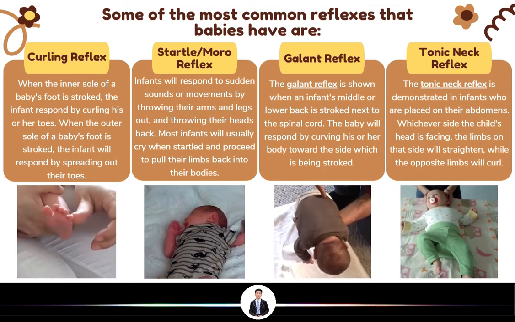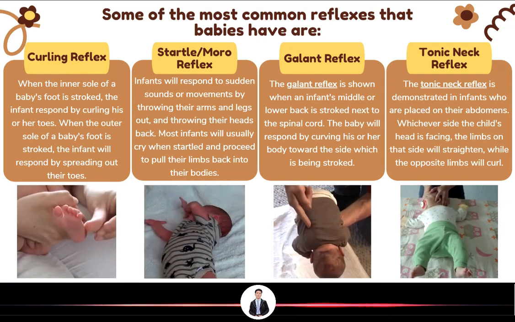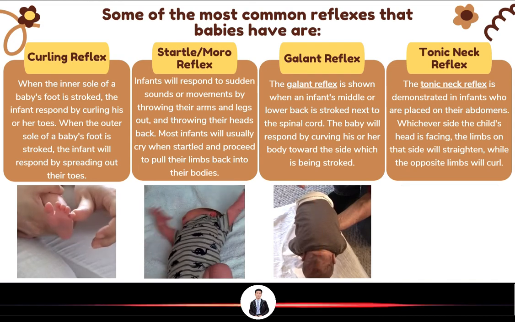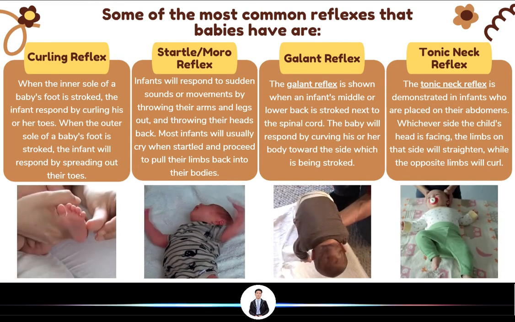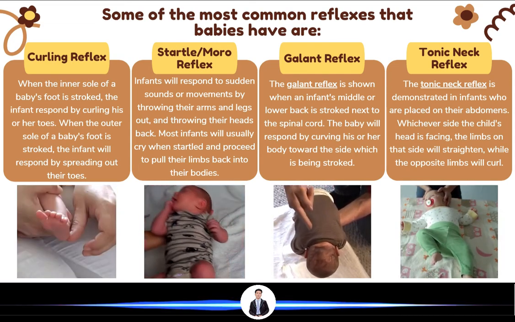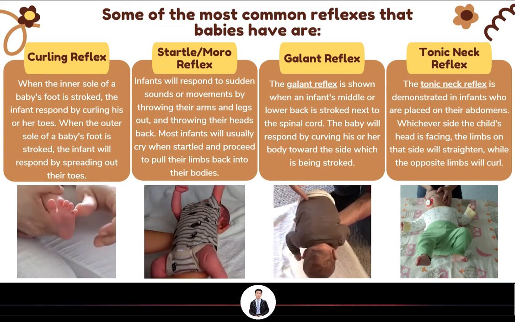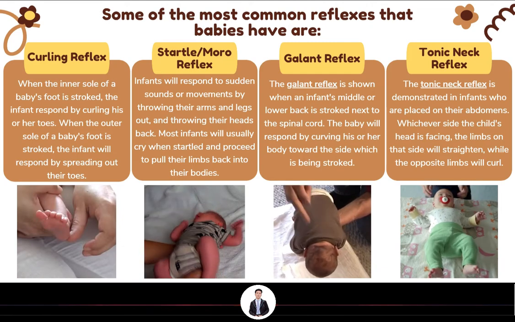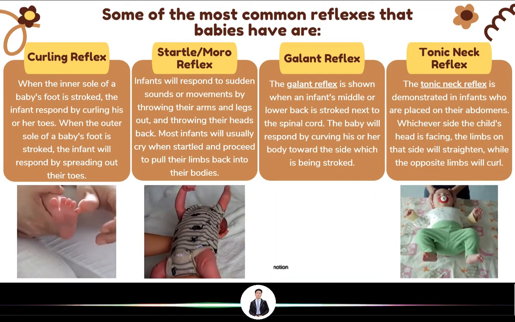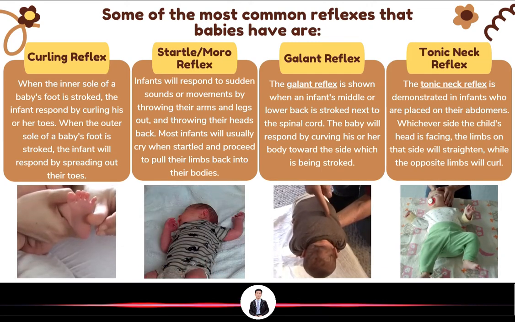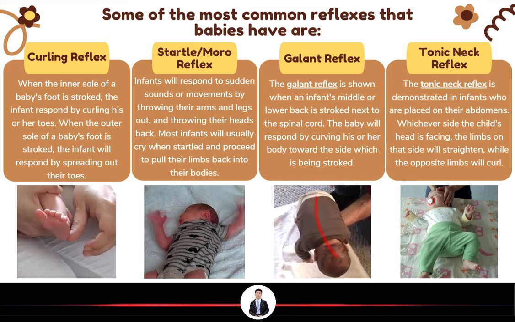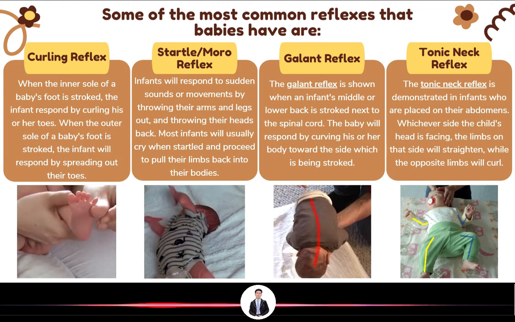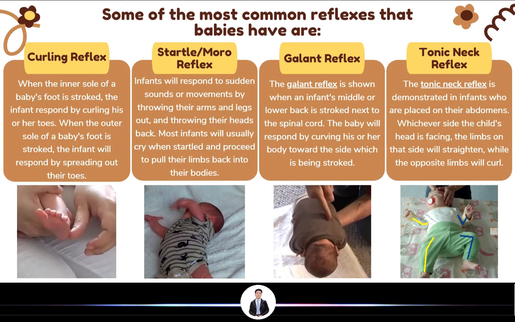All right. Tonic neck reflex. Tonic neck reflex is demonstrated in infants who are placed on their abdomens. Whichever side the child's head is facing, the limbs on that side will straighten, while the opposite limbs will curl. So this is also what they call the fencing reflex, because the baby is doing a fencing posture. Have you seen someone or a picture of someone doing fencing?